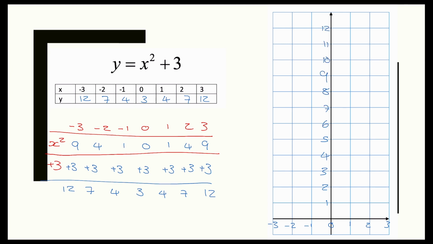Now we can plot the coordinates on our graph. Our first coordinate is minus 3, 12, followed by minus 2, 7, then minus 1, 4. Next is 0, 3, then 1, 4, followed by 2, 7. Lastly 3, 12. Once we have marked all of these on our graph, we join the crosses together with a curve rather than a straight line.